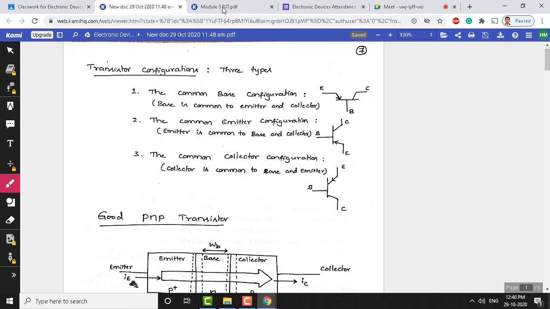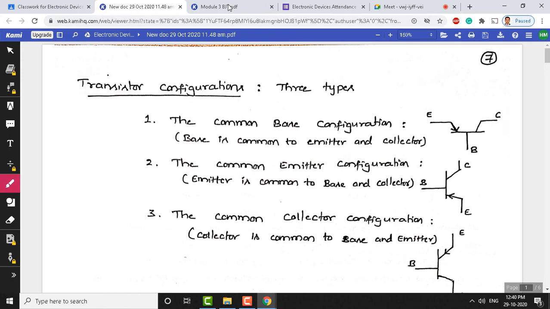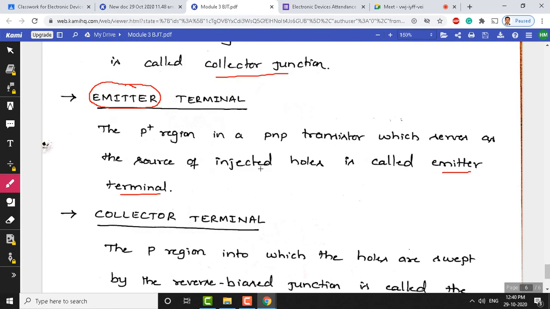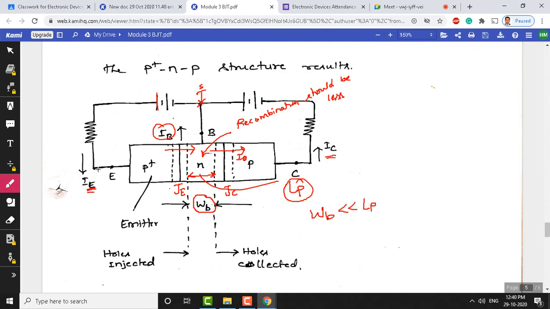This is a continuation of the previous material. Let us now see the transistor configurations. Since the transistor has 3 terminals, one of them is the emitter terminal, the base terminal and the collector terminal.